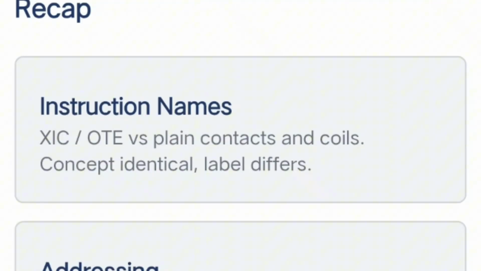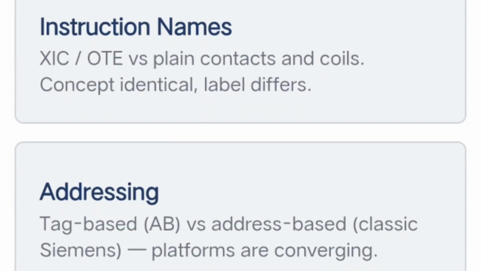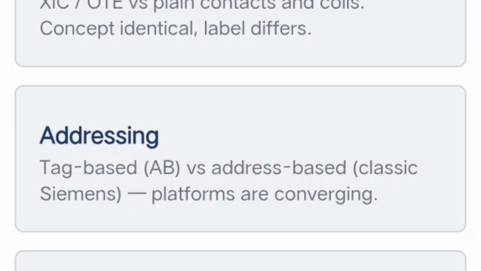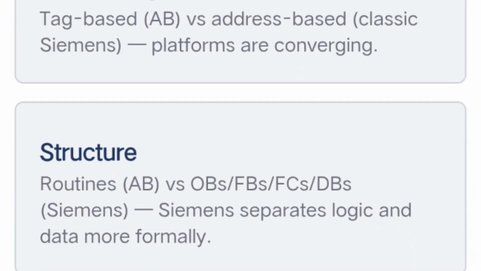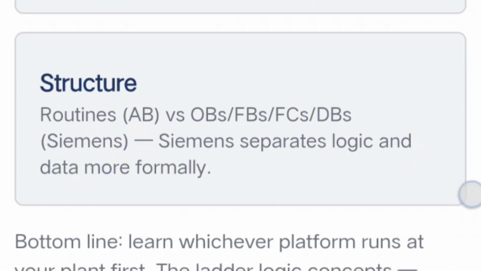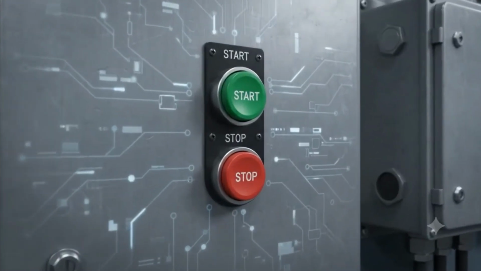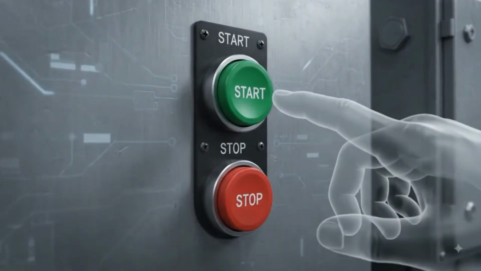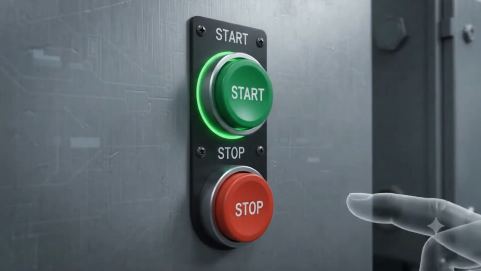Quick recap. Instruction naming differs: XIC and OTE versus plain contacts and coils. Addressing philosophy differs: tag-based versus address-based, though the platforms are converging. Program structure differs: routines versus organization blocks, functions, and data blocks. But underneath all of it, the ladder logic concepts are identical, and that's really the whole point of this series: learn the concepts once, and you can read almost any plant's program.